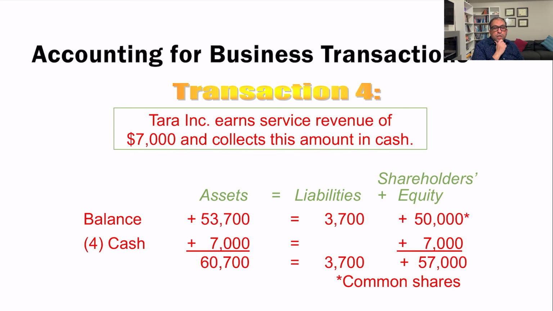Now, Tata Corporation earns service revenue of 7,000 and collects this amount in cash. Now revenue, you remember, is going to increase our shareholders' equity. So we are adding to the shareholders' equity. But at the same time we have to add somewhere on the asset side, because it has to balance, and that's cash. We are receiving cash. So cash on the asset side, and owner's equity or shareholders' equity on the other side, and again there is a balance.